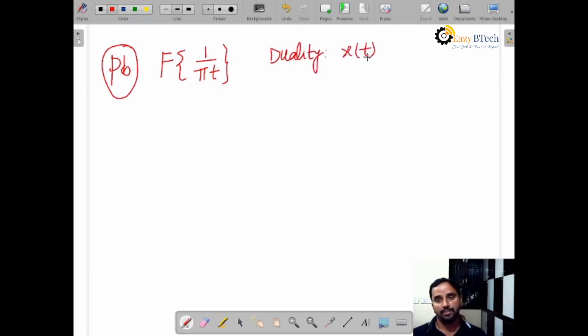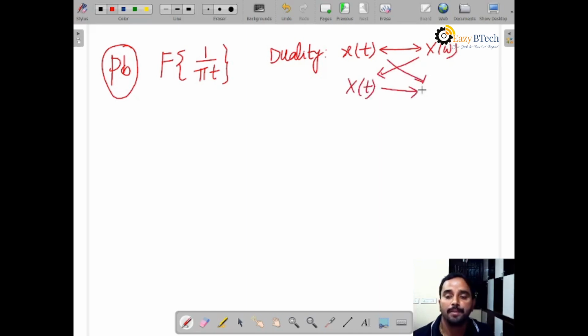So x of t has Fourier transform x of omega. Then take this x of omega and replace omega with t. Then its Fourier transform will become 2 pi x of minus omega. Okay. So this 1 by pi t we can do using the duality property.